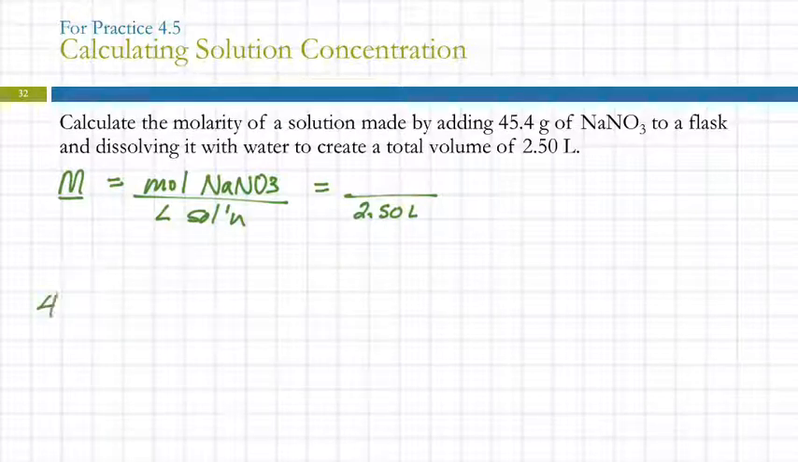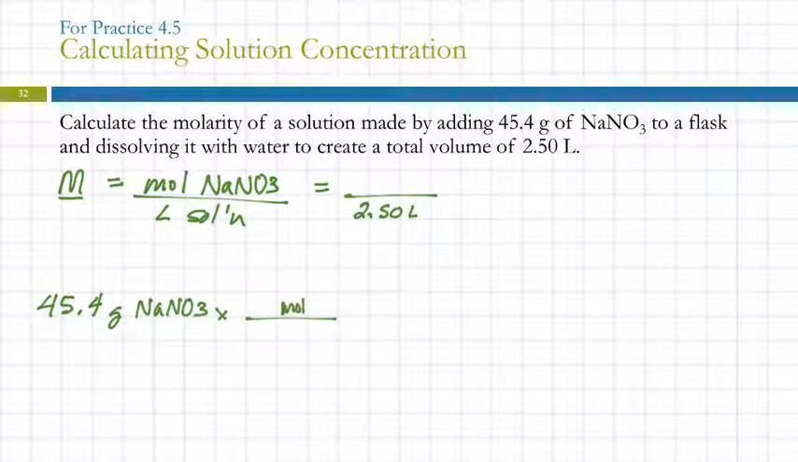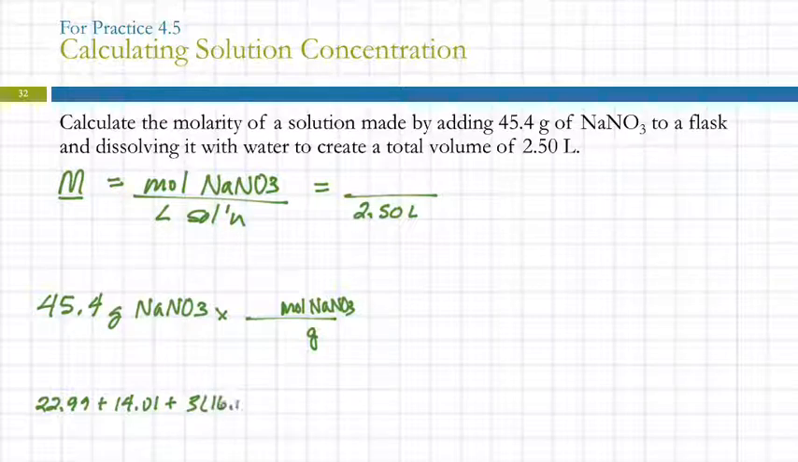So we're going to have to do a unit conversion on the side, 45.4 grams of sodium nitrate. And I want to find out how many moles of that there are. So I need the molar mass. So 22.99 plus nitrogen plus 3 oxygens.